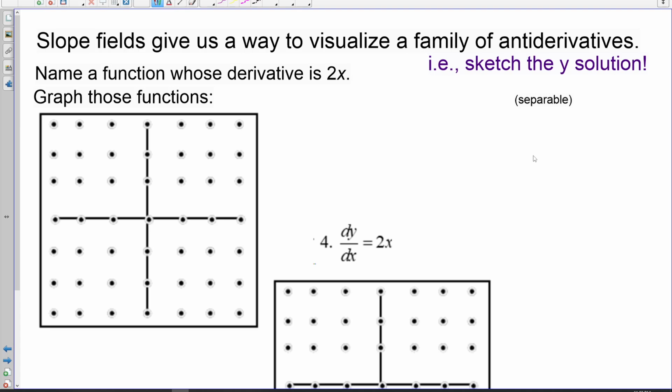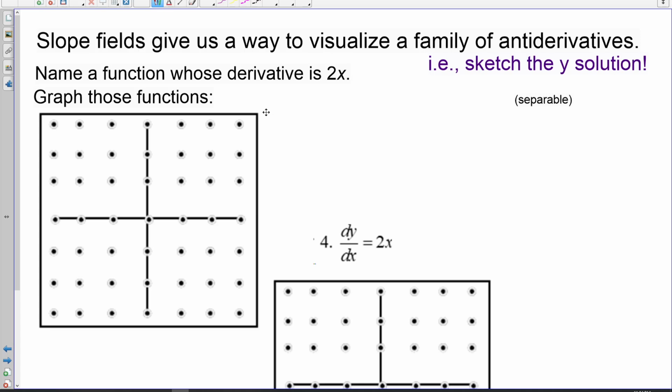But we can still do it if it is separable. So I wanted to start with this problem right here. We're going to draw a slope field for dy dx equals 2x. Not only is this in your notes, it's also number 4 in your homework, so you could do it in either place. It's nice to do it twice. Maybe do it once in your notes with me today, and go home and see if you can do it on your homework. Or you can just do it straight in your homework.